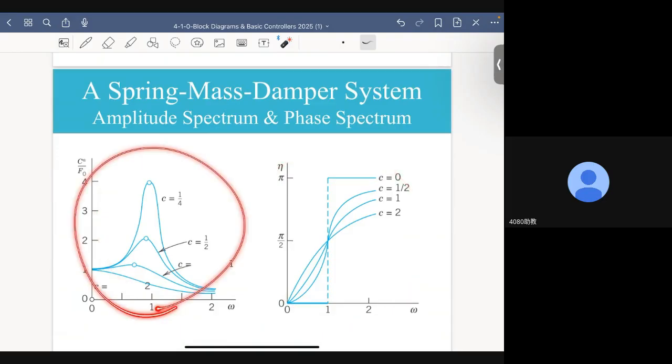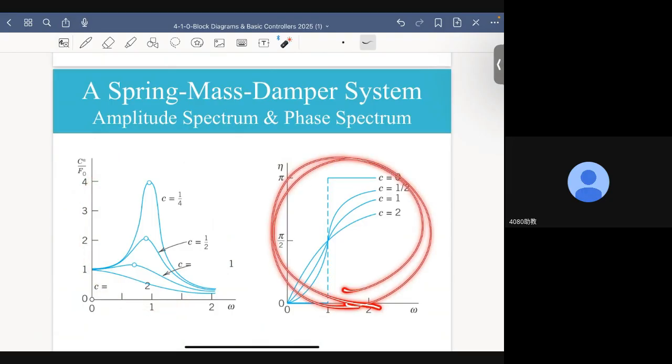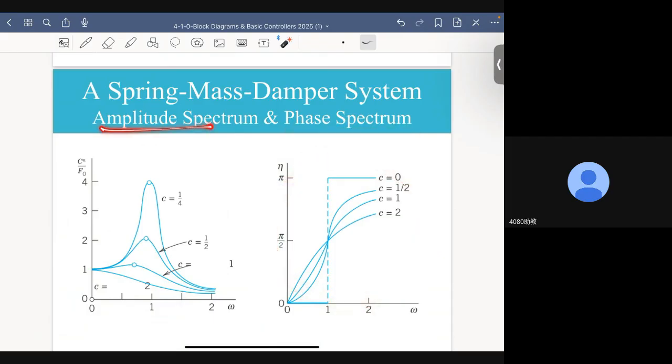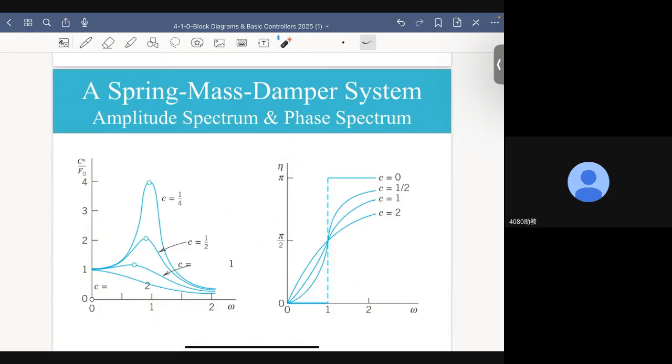So with these two expressions, I can generate these plots, okay? And this part is the amplitude spectrum of the system. And this part is what we call the phase spectrum of the system. And when you put them together, they represent the frequency response of the system, okay?